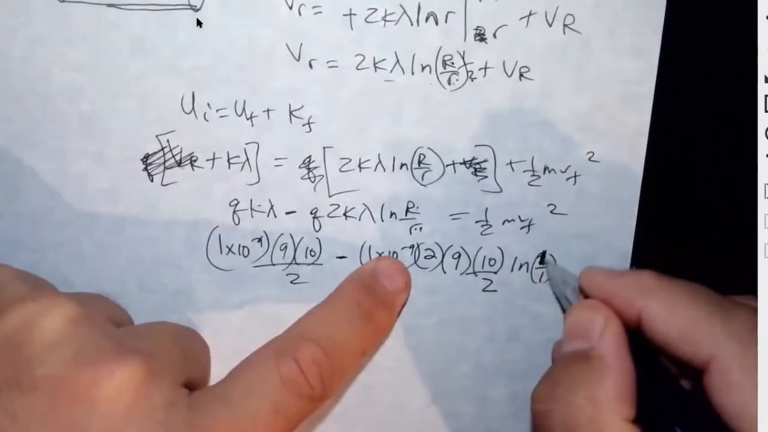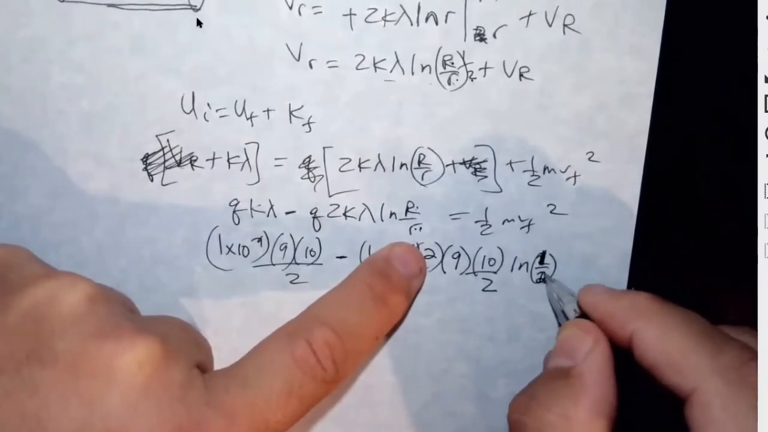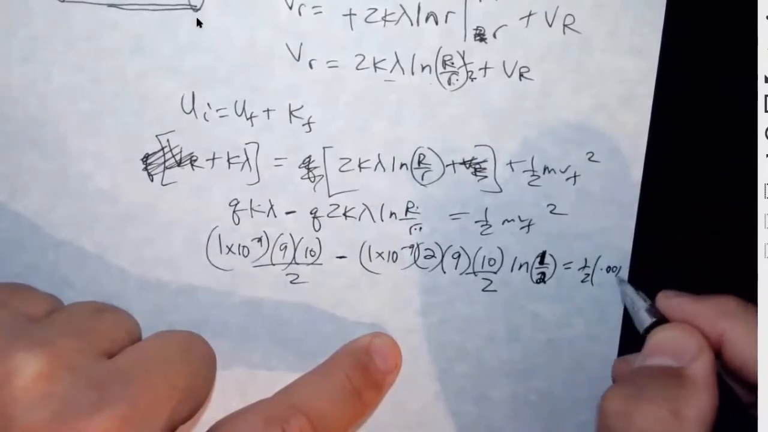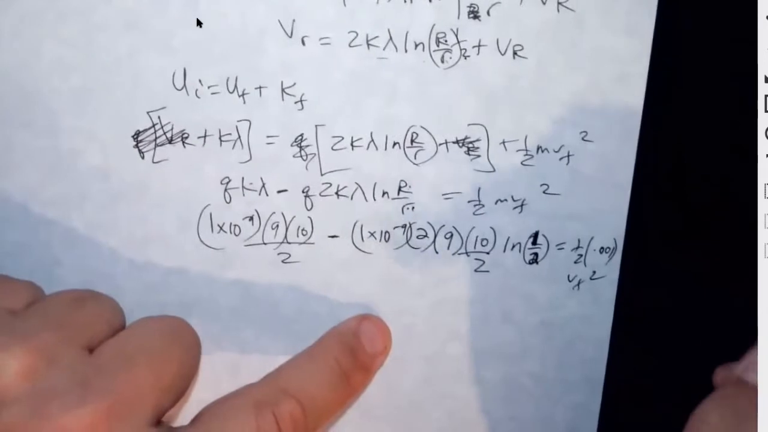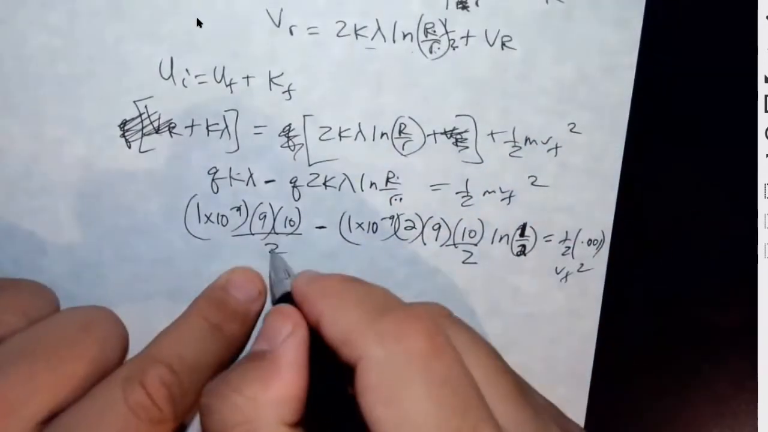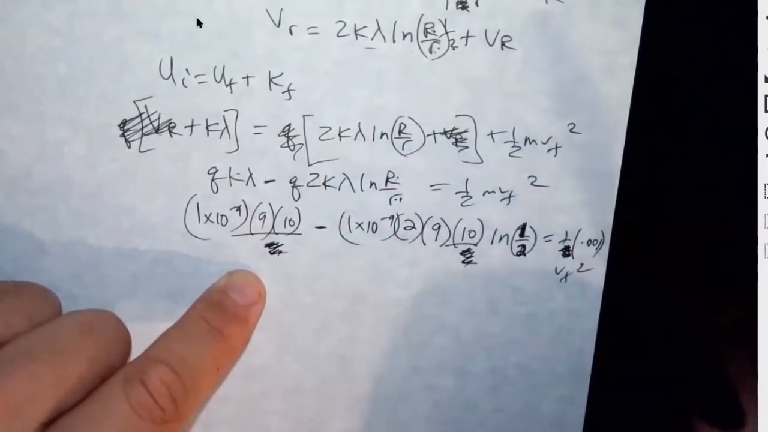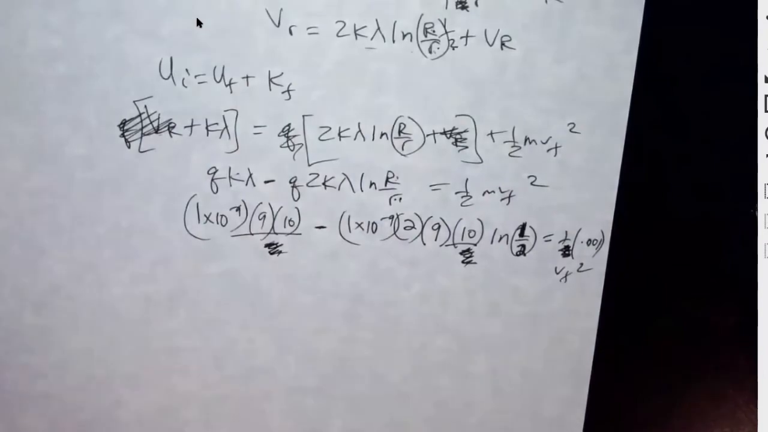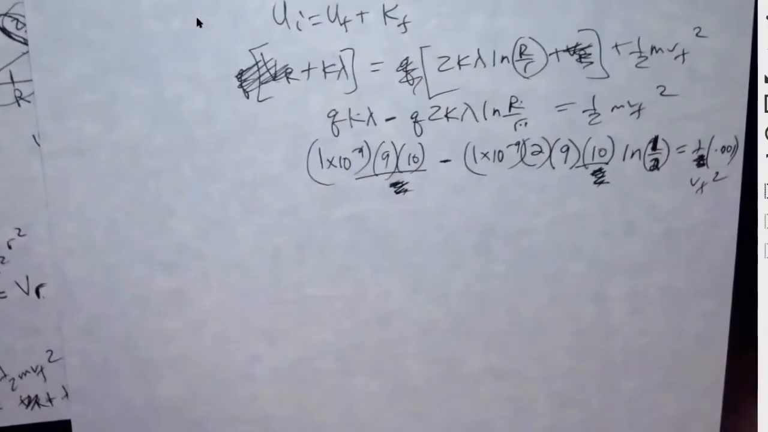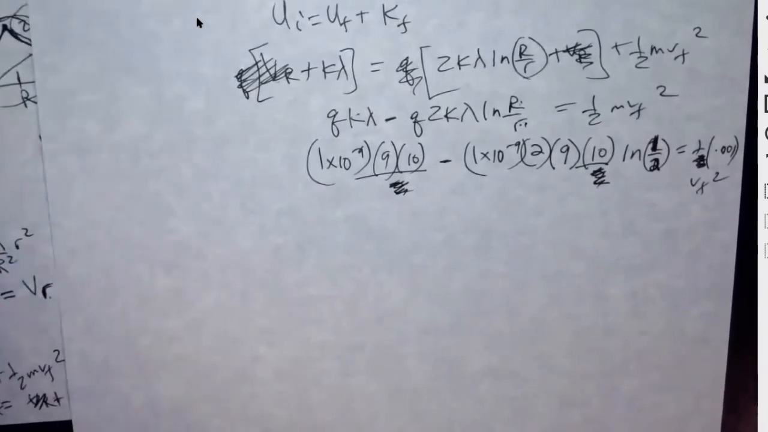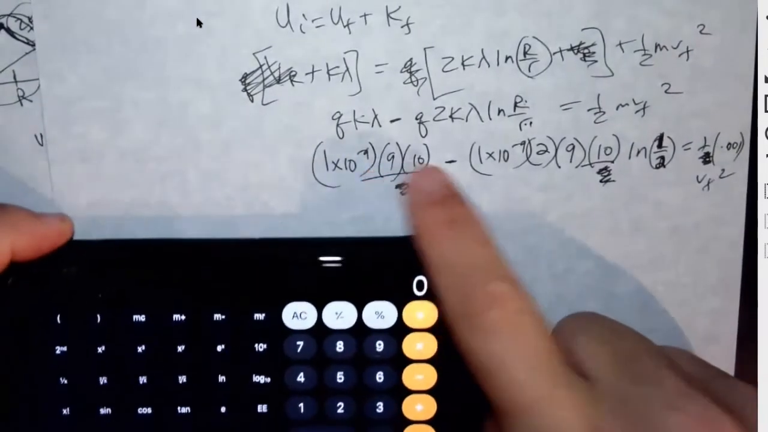So then you have here 1 over 2, 1 over 2. And that's equal to half times 0.001 times V final squared. Woo! Okay, and then get rid of this 2, 2, 2. Okay, here we go. It should be similar to the number that we got for the sphere, but not the same, of course. I'm going to do the 10 to the minus 9 at the end.